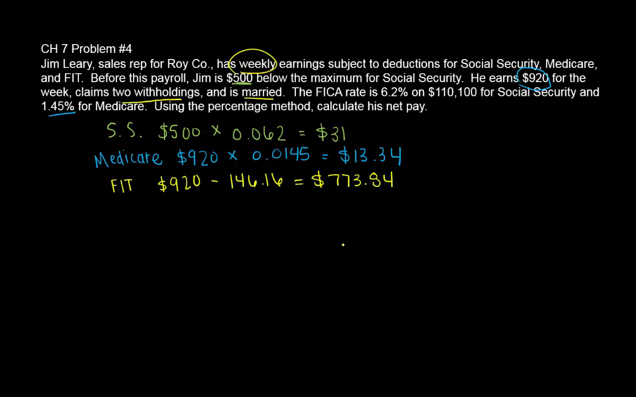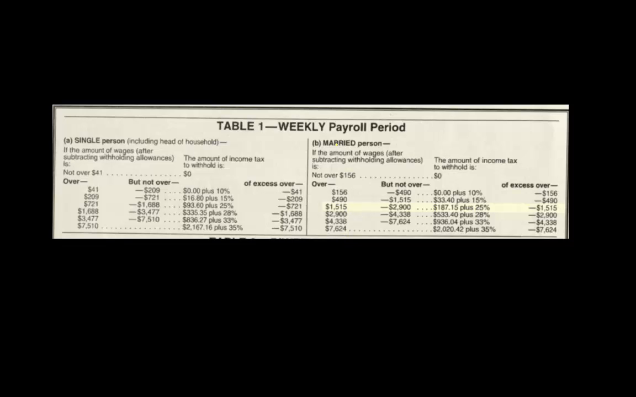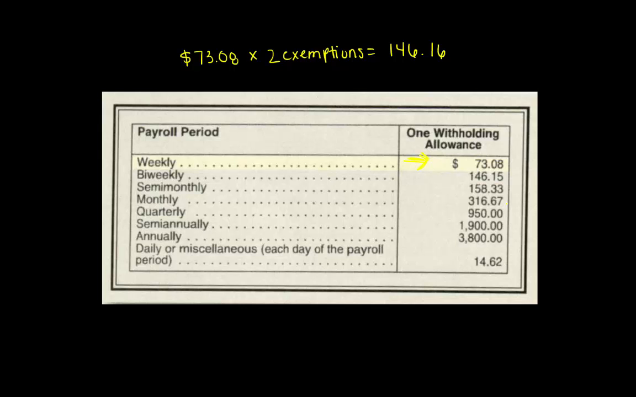Now we're going to take this number and go to the tax rate worksheet. Note that we're in the weekly payroll period row, and we're in the married persons column. Now we're looking for the range in which this $773.84 will fall, and we note that on row 2, the $490 to $1,515 is where it falls. So the formula that we're going to be using to get his FIT is $33.40 plus 15% of the excess over $490.